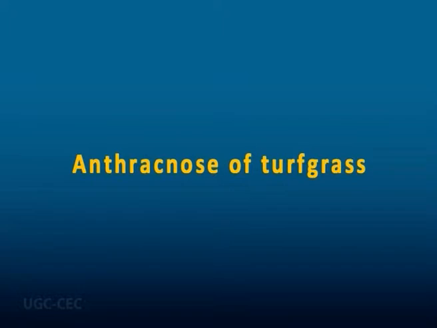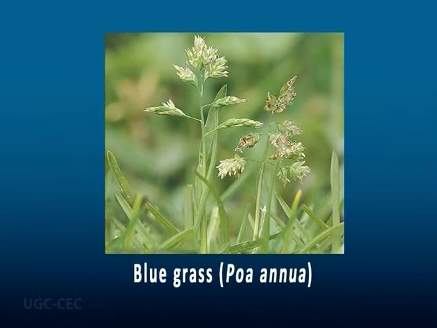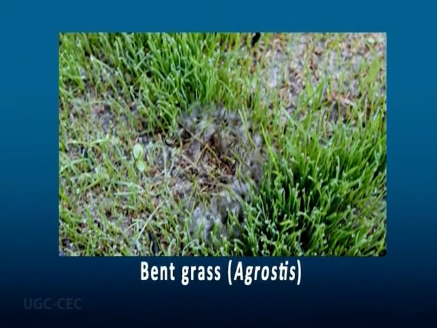Anthracnose of turfgrass. Anthracnose of turfgrass is caused by Colletotrichum graminicola, also called Colletotrichum cereale. A number of turfgrass species are host to this pathogen, but anthracnose is more common disease of annual bluegrass, Poa annua, and bent grass, Agrostis species.